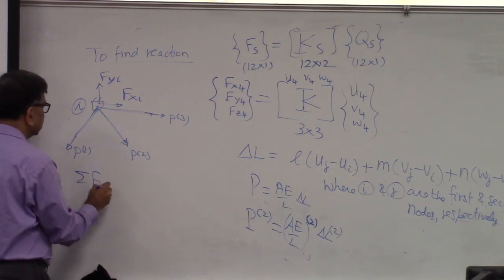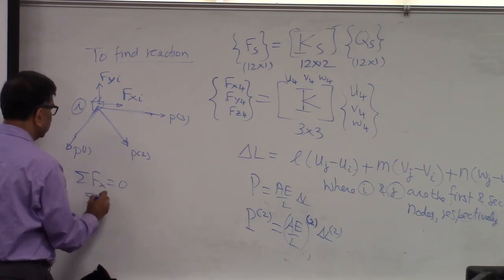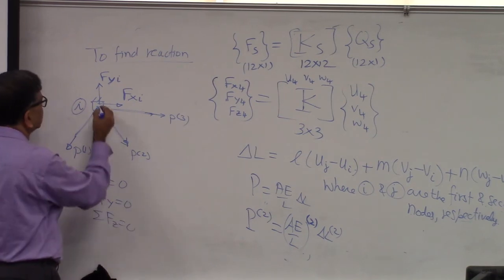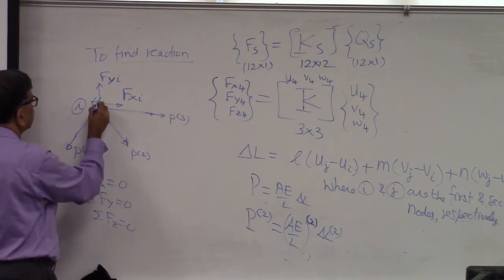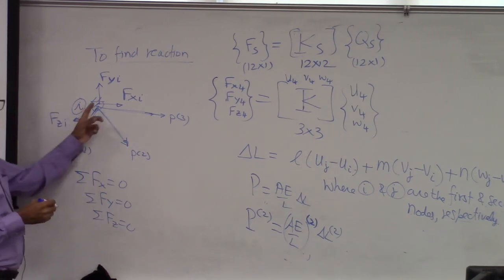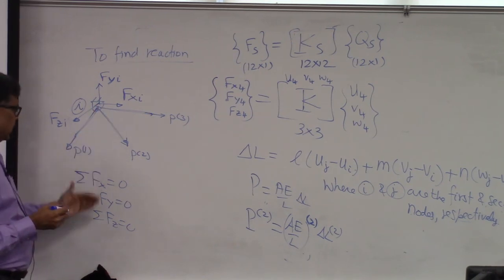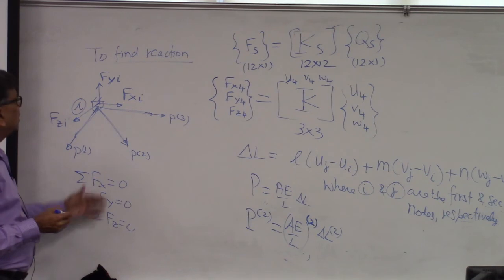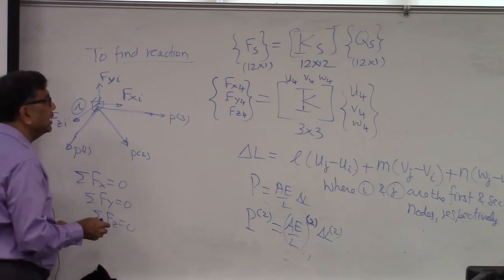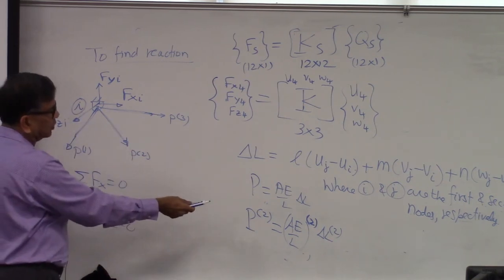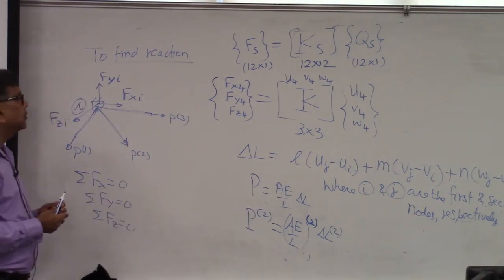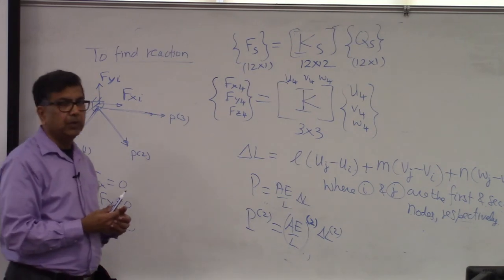The sum of the forces in the x direction equals zero, the sum of the forces in the y direction equals zero, the sum of the forces in the z direction equals zero. You can put Fx, Fy, Fz also. So there are three reactions at this node, and there are three static equations to solve. So you can find the reaction at this node once you know the forces acting on the element attached to that node. And I know them from this formula, P equals AE delta L over L, and I should be able to do it. And these things can be nicely programmed.